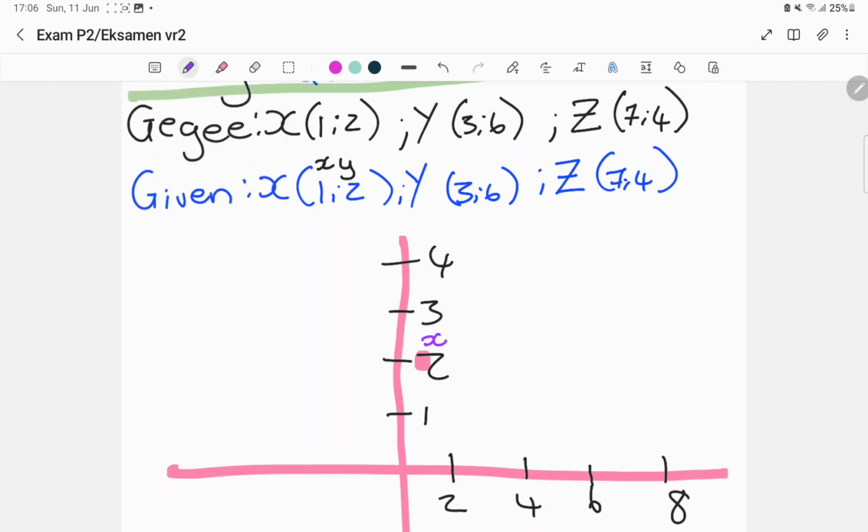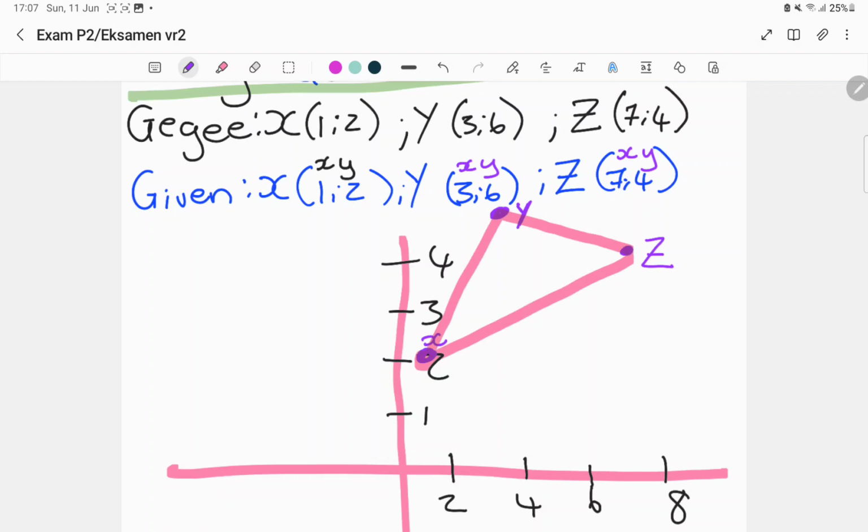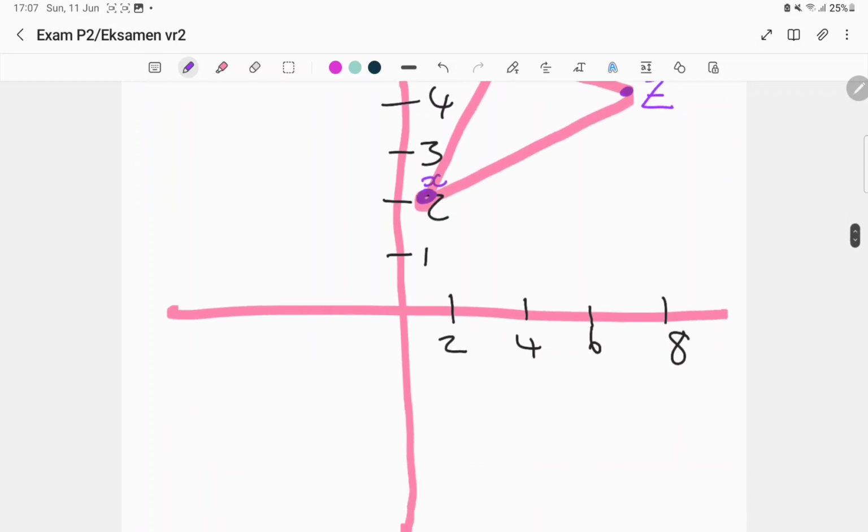Then I have Y, which is the point (3, 6), so my X value is 3 and my Y value is 6. That will be about there. Then my last one is point Z, so my X value is 7 and my Y value is 4. That will be about there. If we connect these three dots, I have a triangle that more or less looks like this. Obviously, it's not to scale, but you get the idea. Now let's have a look at the questions.